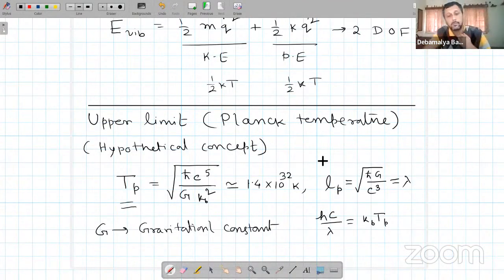Now, this temperature scale is not achievable. As far as I understand, even immediately after the Big Bang, the highest temperature predicted was of the order of 10 to the power 28 Kelvin or something. So this temperature scale is an upper limit, and everything at this temperature would be decomposed into graviton particles, if that particle does exist. So this is the concept of the upper limit of temperature called the Planck temperature.